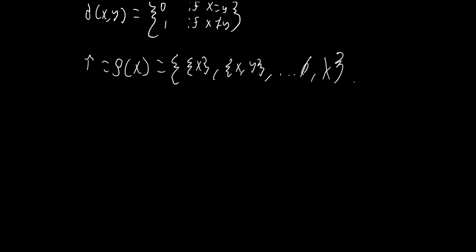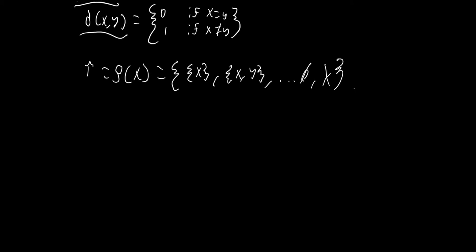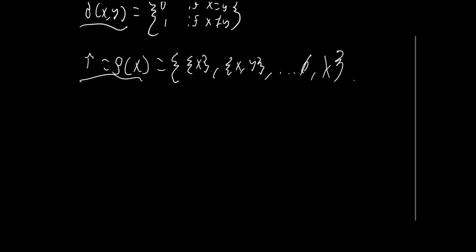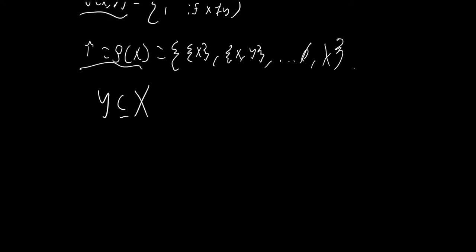So what does it mean for a metric to generate a topology? Well, it just means that every subset of X that is open in the metric sense with respect to this metric would also be open in the topology in question, in this case, the discrete topology. So we'd want to show that every subset open in the discrete metric sense is also in the discrete topology. Being open in the metric sense means that for some subset Y of X, Y contains an open ball around each of its points.